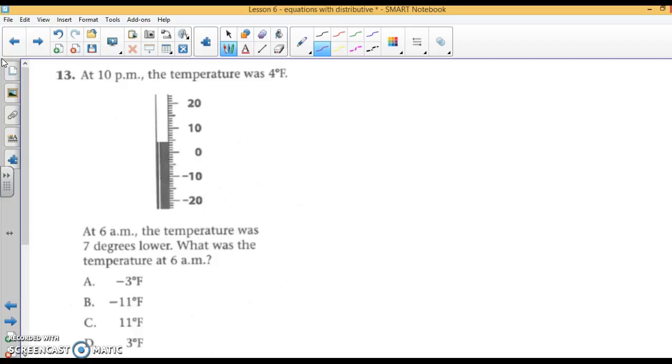So you could do this on the number line. Well, it's not a number line, it's a thermometer. Or we could do 4 minus 7, which would be negative 3 degrees. So if I go down 4 here and down 3 more, that's 7. So it'll be negative 3 degrees. So A.